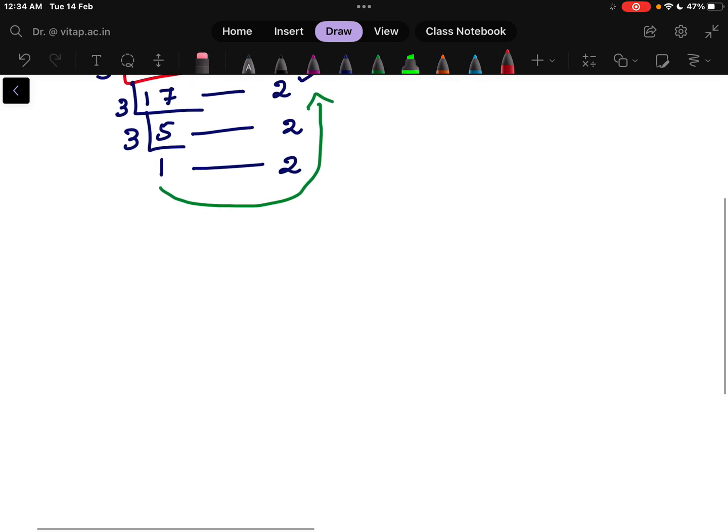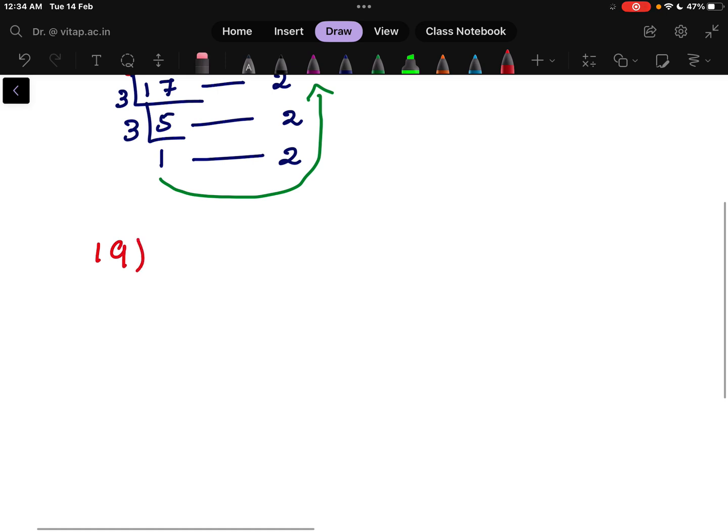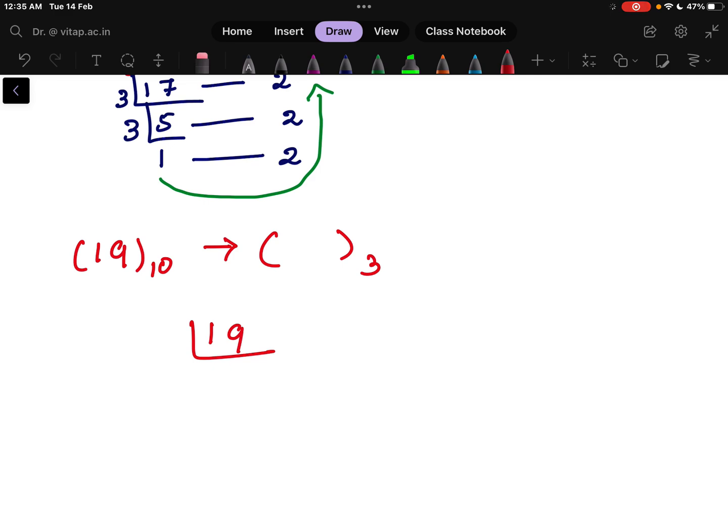What will be the equivalent of 19 with base 10? And the answer you have to find in base 3. So how to do that? You have to take 19, then you take 3 here and then you divide. So if you divide, you will get 6 here and the remainder is 1, so 18 minus 19, 1. Then here again if I divide, it will be 2 and the remainder will be 0. After this I cannot divide because 2 is now less than 3.